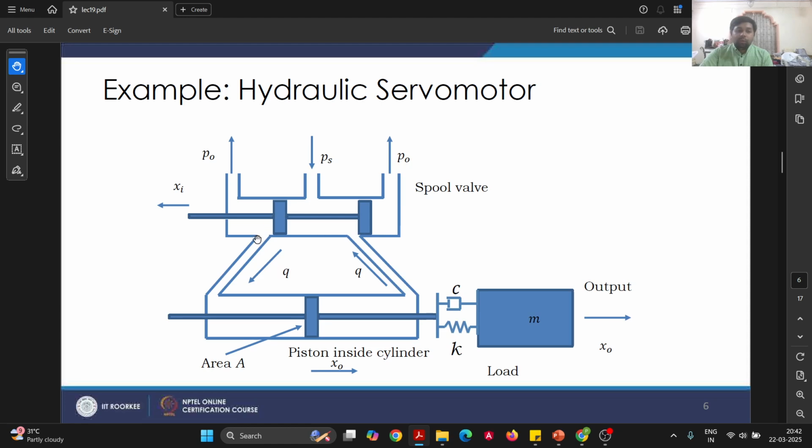Therefore there is no flow rate of the oil through these inlet and exit ports, so the flow rate Q here will be zero at that position. Now when the supply pressure is changed, depending on the difference between the supply pressure and the outlet pressure PO, it will decide the direction of the motion of the piston.